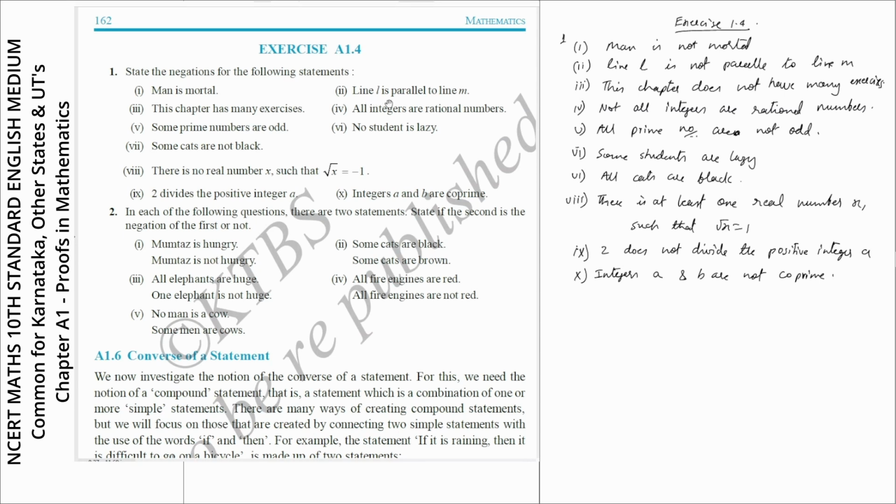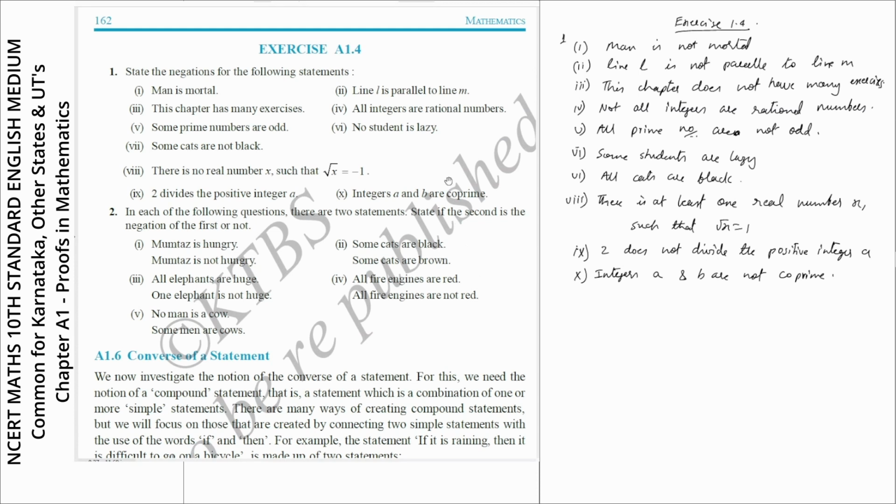Next one is line L is parallel to line M. Again here we can negate this statement by adding just a word not. You can see here line L is not parallel to M. We just added one word not. So third one, this chapter has many exercises. So here also we can add one word not, but to make the negation of the statement meaningful, we'll add one more word, that is does not. Okay, so this chapter does not have many exercises.